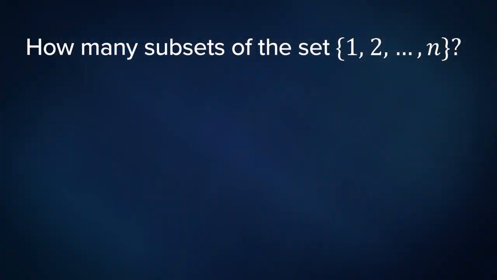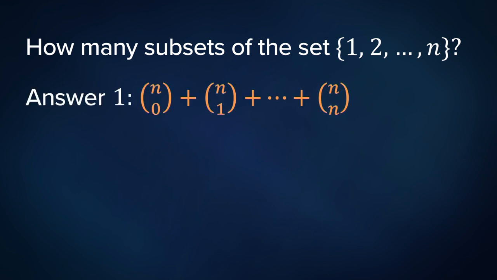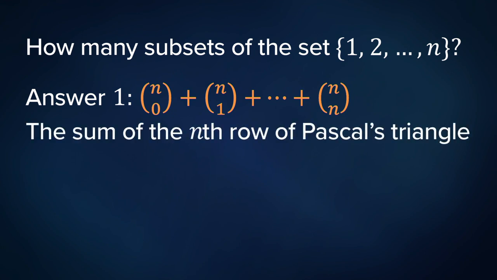In general, if we're looking at the nth row of Pascal's triangle, we can do the same combinatorial proof. Our question is, how many subsets are there of the set 1 through n? Well, there are n choose 0 subsets of size 0, n choose 1 subsets of size 1, all the way up to n choose n subsets of size n. So there's n choose 0 plus n choose 1, all the way up to n choose n, which is the sum of the nth row of Pascal's triangle. Alternatively, we can decide for each element whether or not to include it in the subset, which can be done 2 to the n ways.